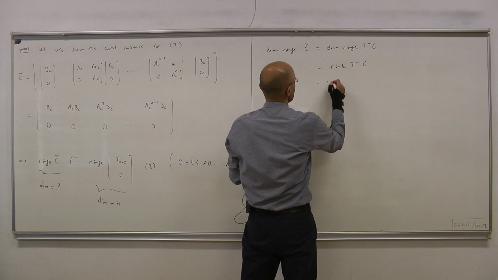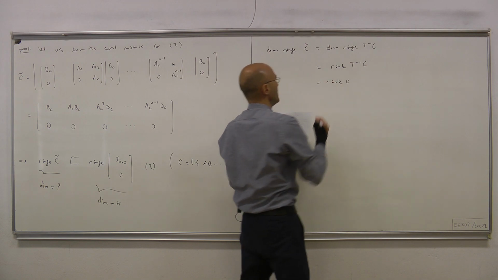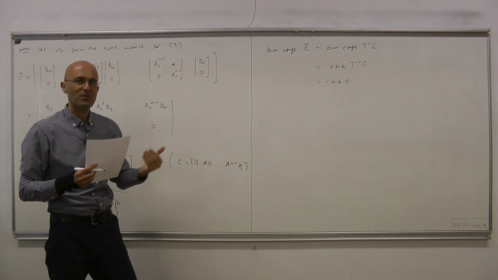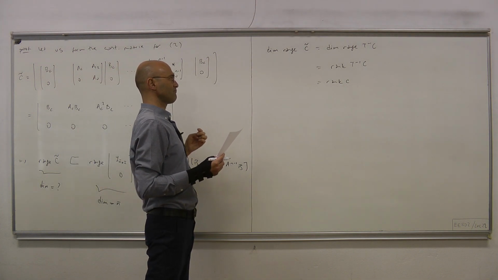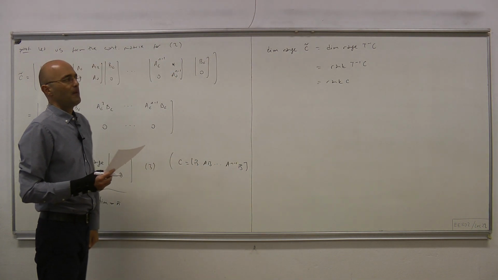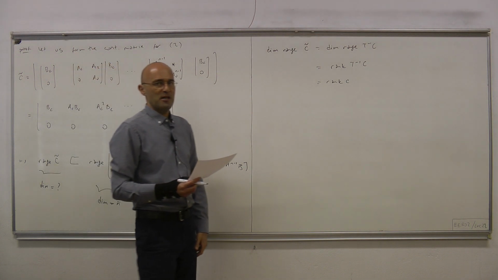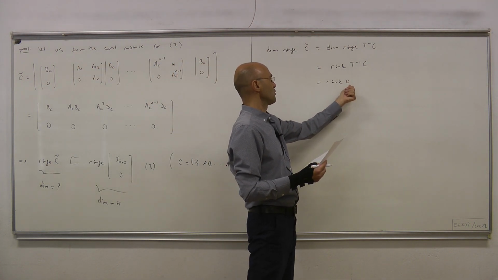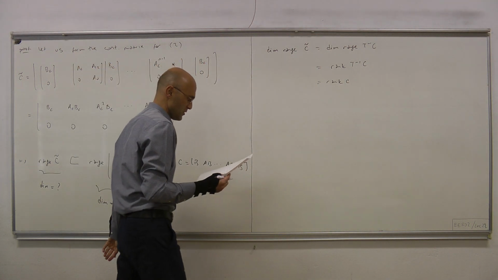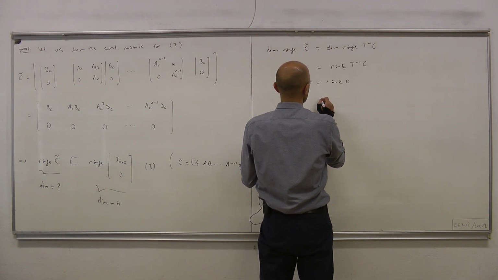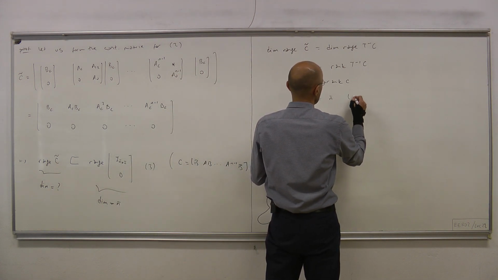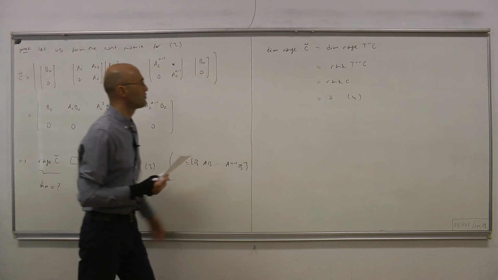So that equals rank of C. And by definition, rank of C is the dimension of the controllable subspace, because range space of C is the controllable subspace. So this equals n bar. So that's our equation 4.